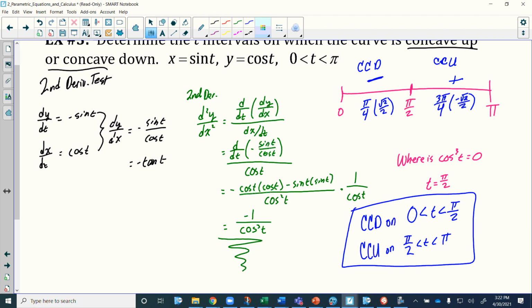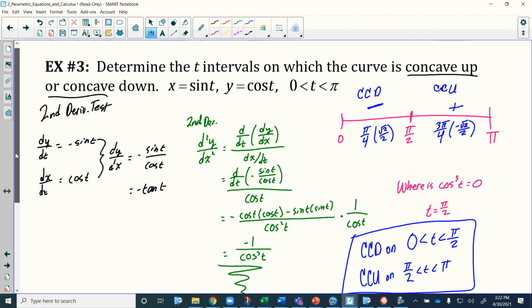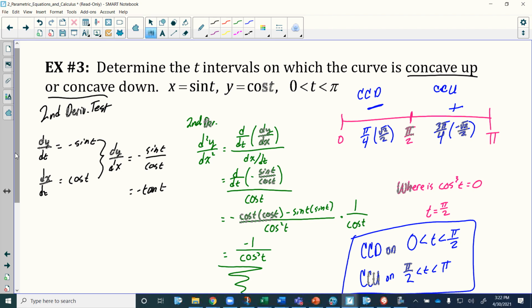And that is how we've been using it. So again, not a new skill necessarily, or not a new concept, of doing the second derivative test to check for concavity. The new thing is just finding the first and second derivatives of a parametric equation.